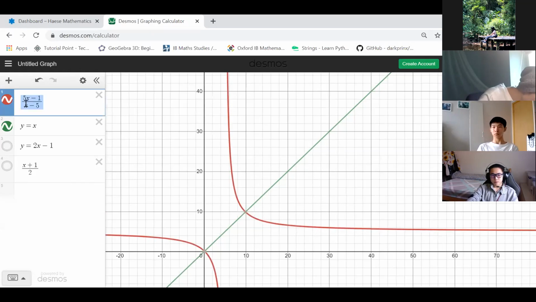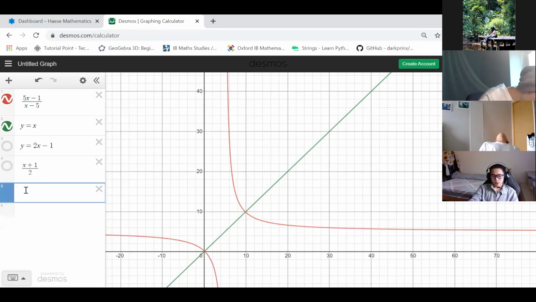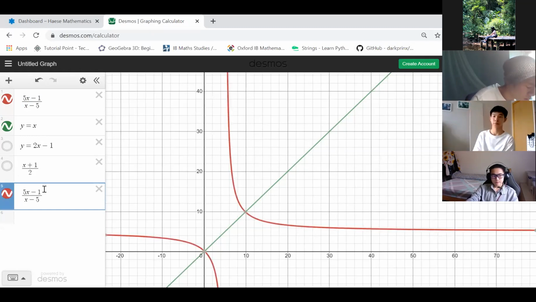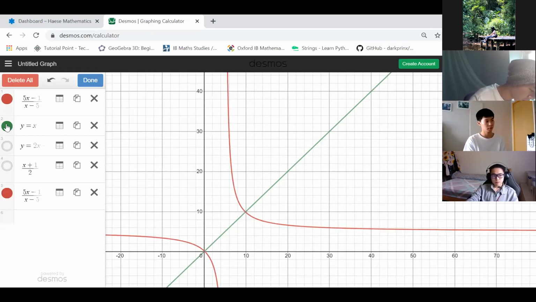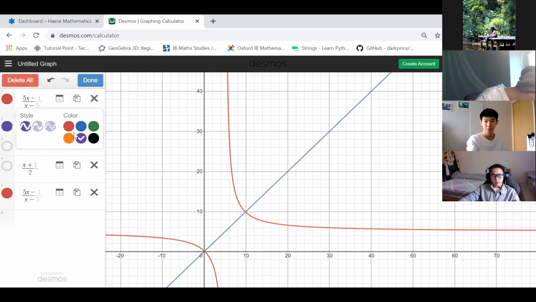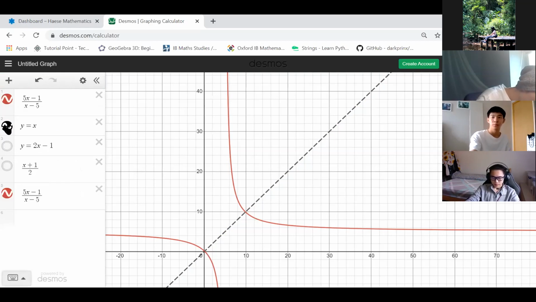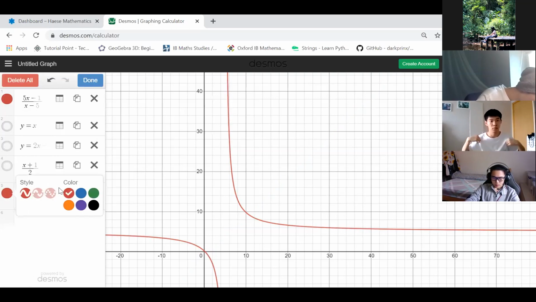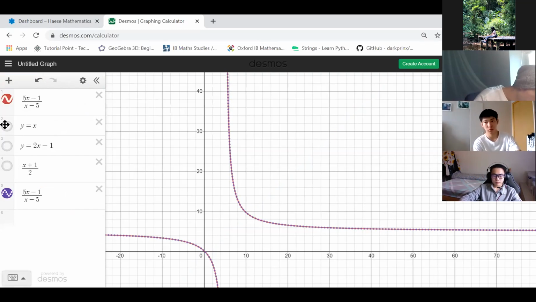Let me try to plot this in a different color. Let's change the color of this to some dotted black. Or this, but dotted. Can you see this? Can you see this, guys?